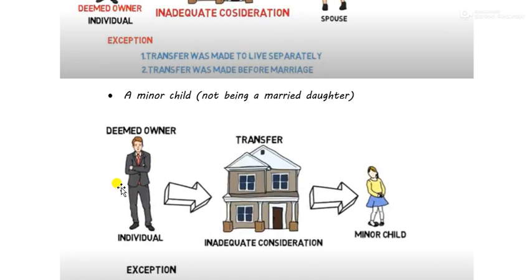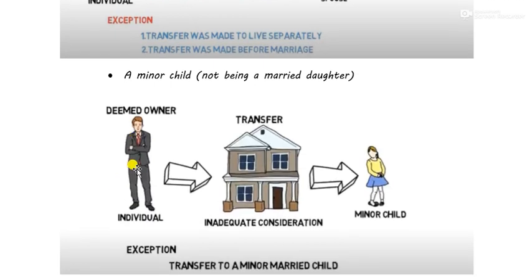Second, same thing, deemed owner. What happens? Mr. A has transferred his house property to his minor child. Minor child means whose age is below 18 years. So what happens here, Mr. A has transferred his house property to his child who is minor for inadequate consideration. Then here Mr. A shall be considered as the deemed owner. The exception is that the transfer is made to a minor married child.